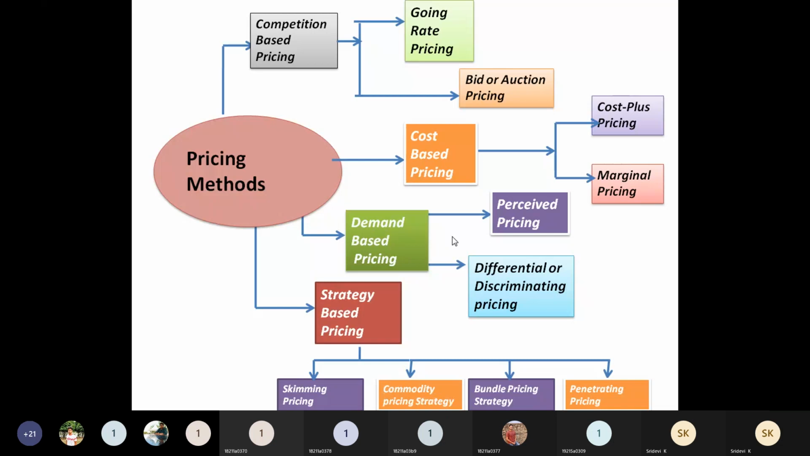Commodity pricing: here different commodities will be added. For an oil, if any other product is attached and sold together. Or when you go to a restaurant, along with your biryani, they will give you a cool drink and so on, no? So a combination of different products they are going to give. That is called commodity pricing.